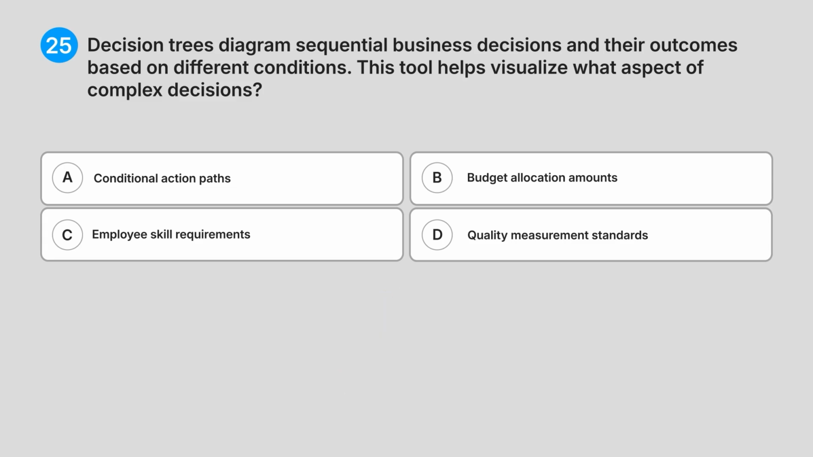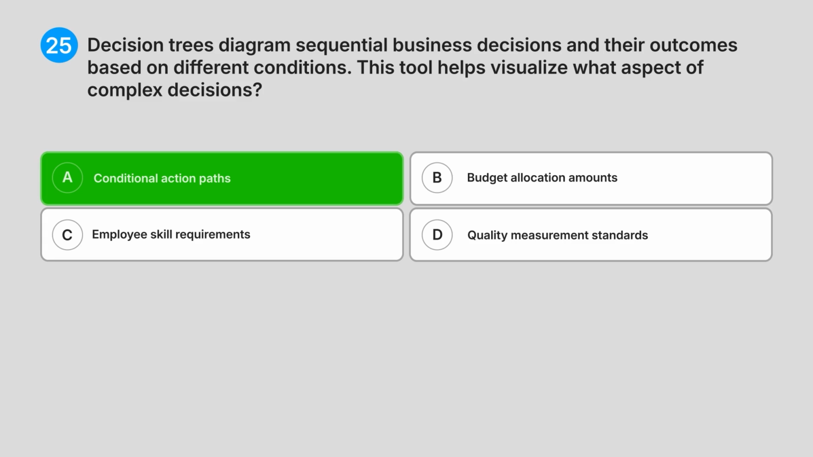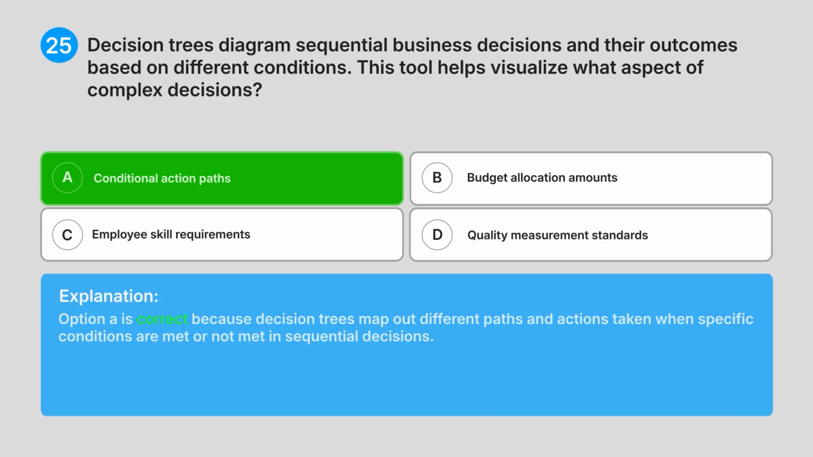Correct answer, A. Conditional action paths. Explanation: option A is correct because decision trees map out different paths and actions taken when specific conditions are met or not met in sequential decisions.